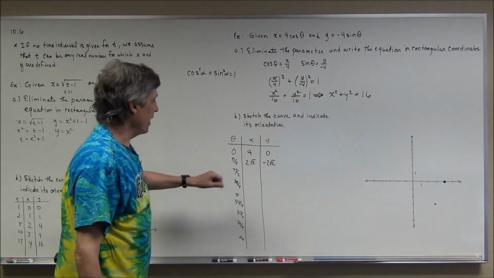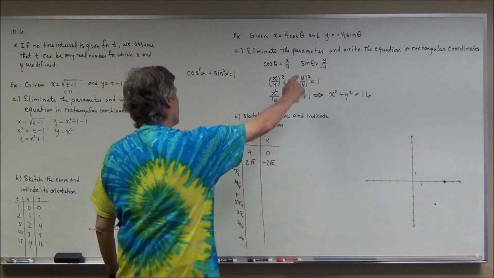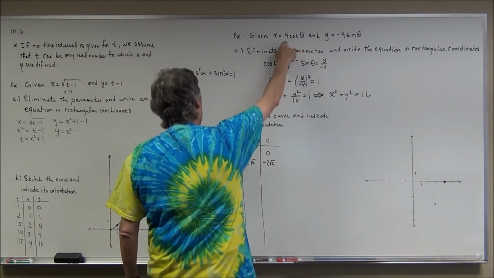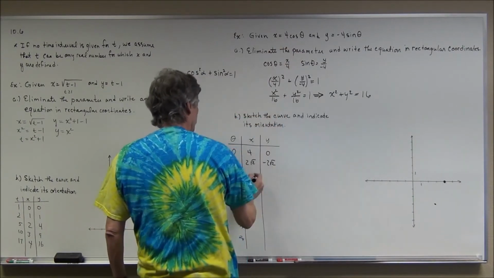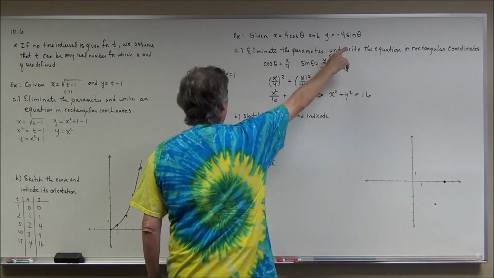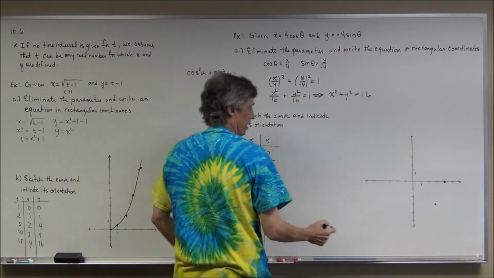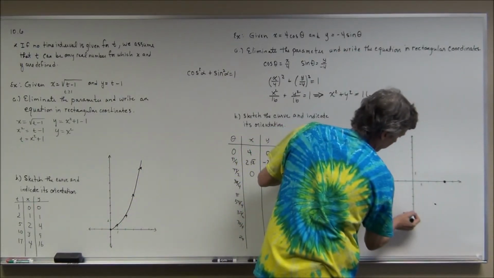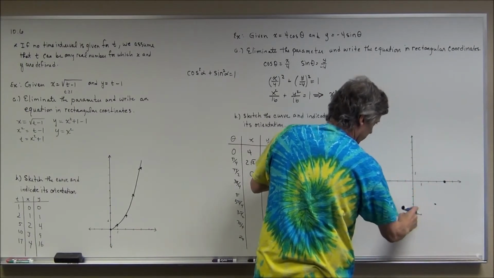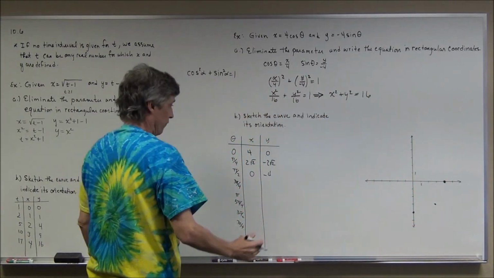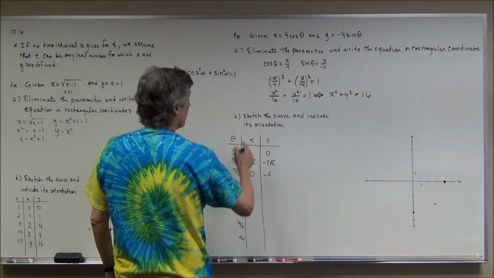Okay. At pi over 2, the cosine of pi over 2 is 0, times 4 is 0. The sine of pi over 2 is 1 times negative 4 is negative 4. So now I'm graphing 0, negative 4. 1, 2, 3, 4. It's right here. Do you see how my circle is going clockwise? So far anyway.